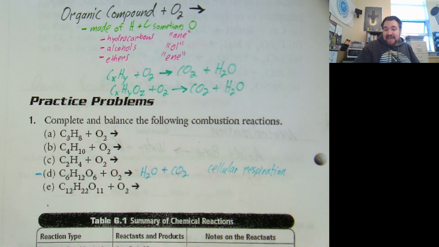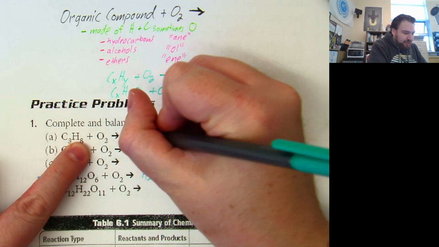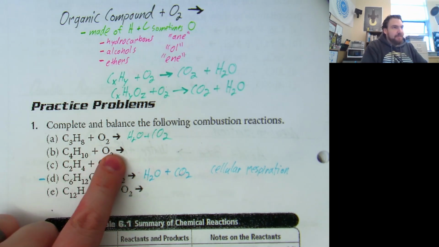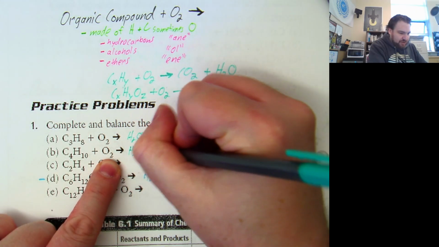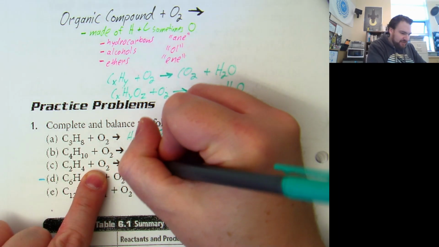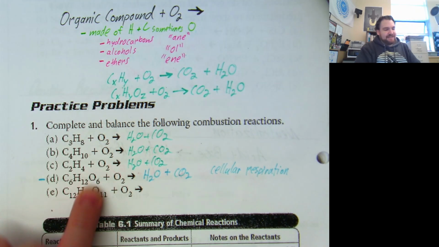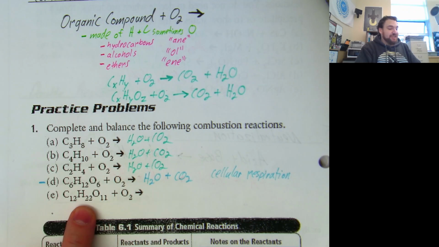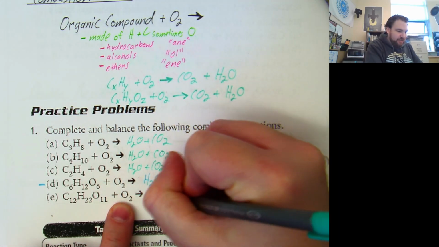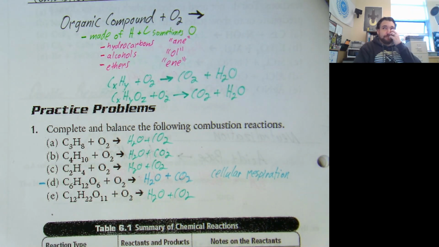But every combustion has the exact same products. C3H8 plus O2, H2O plus CO2. C4H10 plus O2, H2O plus CO2. C2H4 plus O2, H2O plus CO2. And last but not least, C12H22O11. I don't know what that compound is. My organic chemistry was a long, long time ago. But it's organic, and you react it with oxygen. You're going to make, every time, H2O plus CO2. The products are always the same.